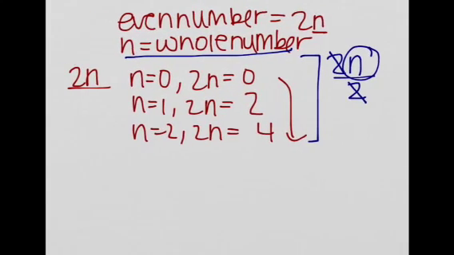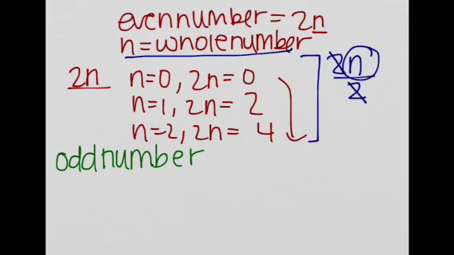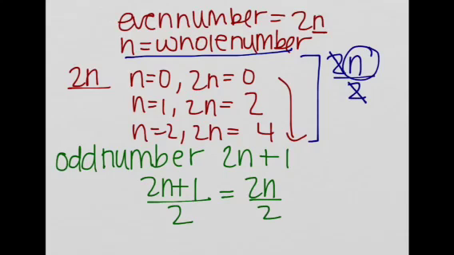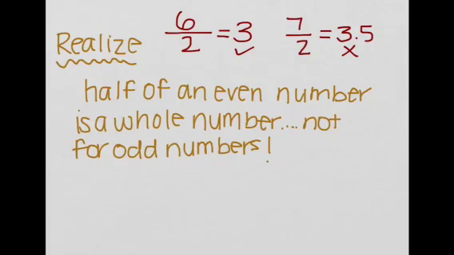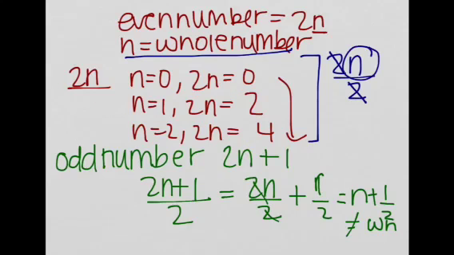However, if I did an odd number, it is just an even number, right, plus 1, or minus 1, or plus 3, whatever. But when I do (2n plus 1) divided by 2, this is equal to 2n divided by 2 plus 1 divided by 2, I get n plus a half, which is not a whole number. Okay, so that's the reason why this statement is true.